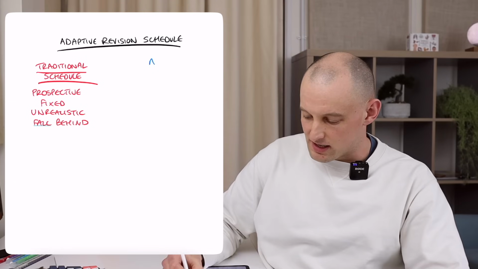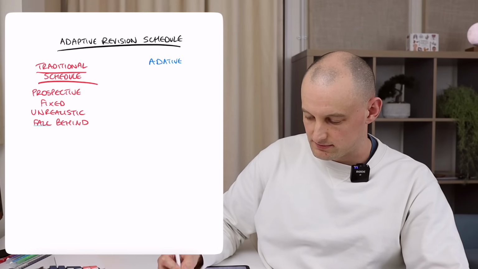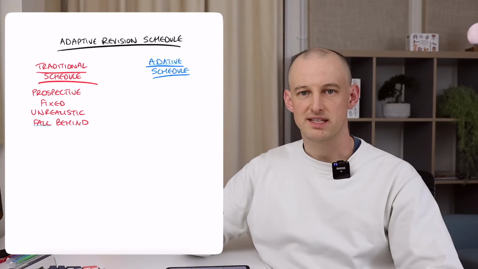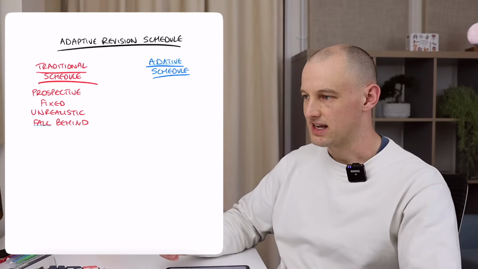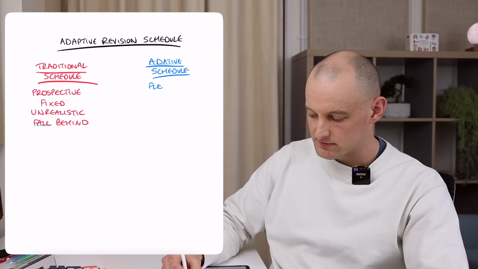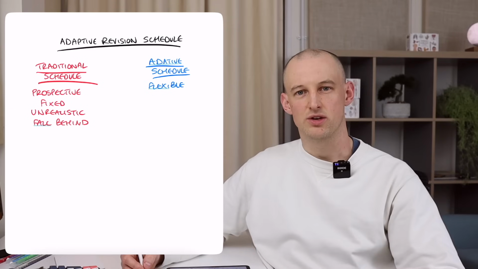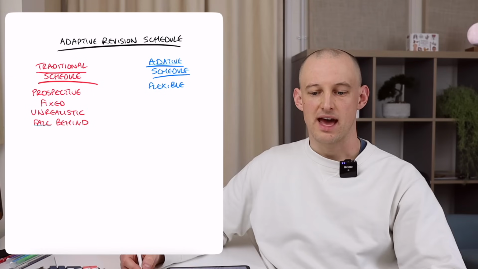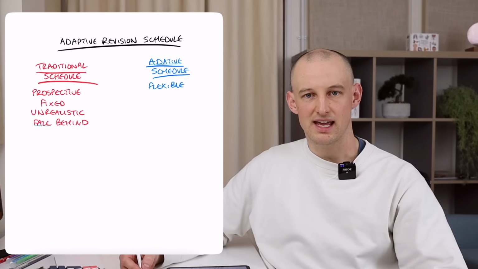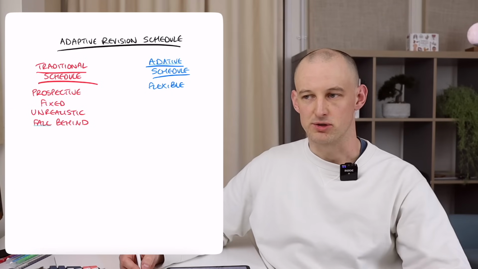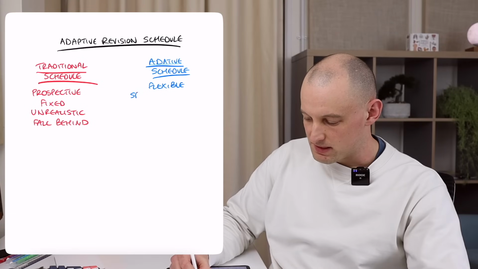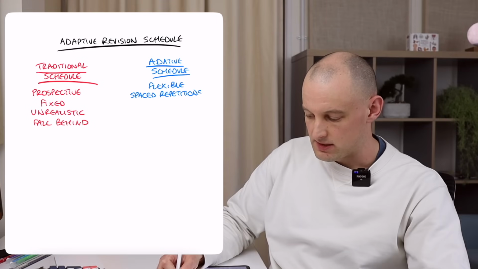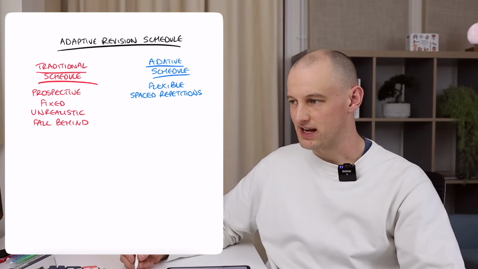What's the adaptive one? So how does this work? I'm going to go through all the steps for creating this and how you implement it in a second. So it's flexible, meaning that you look back at what you've done and plan forwards from there, and you can make changes easily. If you miss a day, it's not the end of the world. It's completely flexible. It also makes sure you do spaced repetitions, which is great. You need spaced repetitions, otherwise you'll forget the stuff.